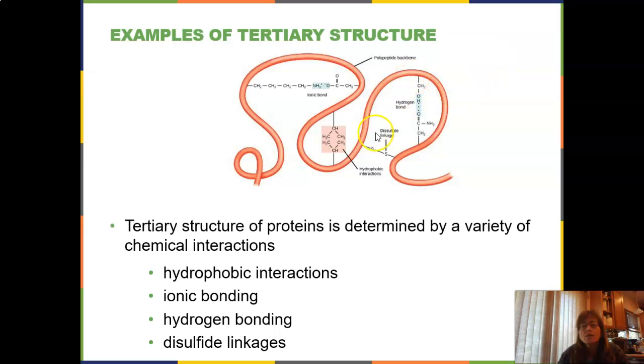And then you have some others. Here's the disulfide bridge again. And here is another hydrogen bond that's forming here. So all of these things can happen in the tertiary structure. So it's the third level of protein forming these particular shapes.